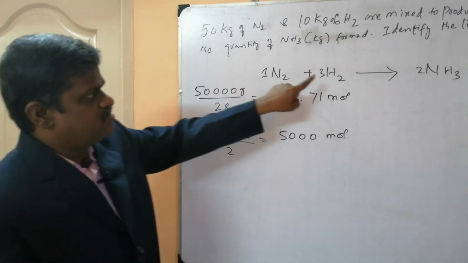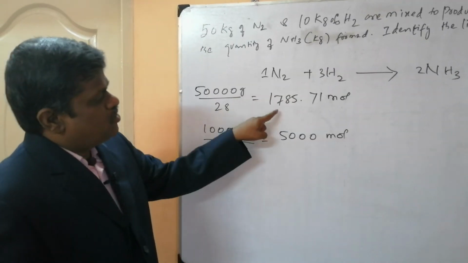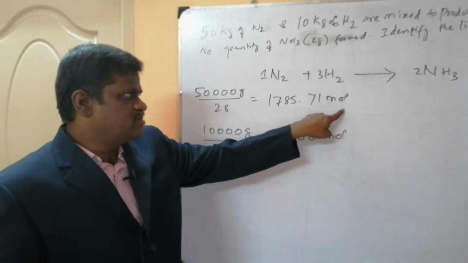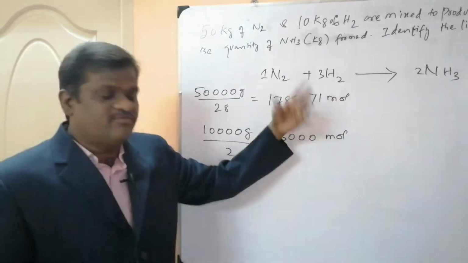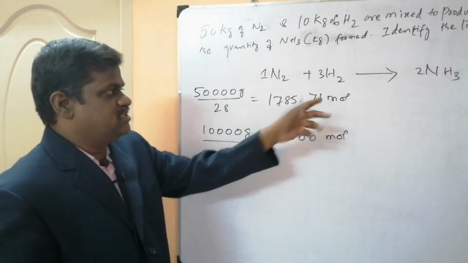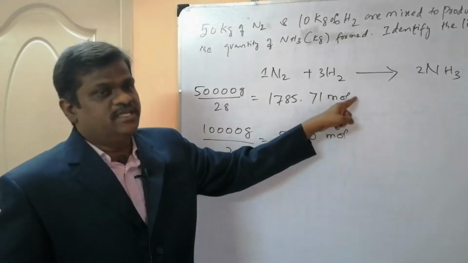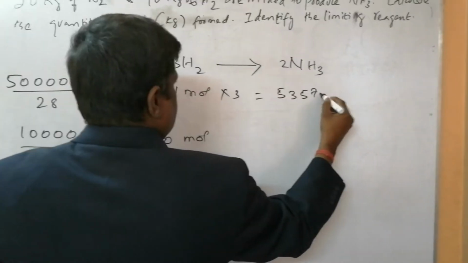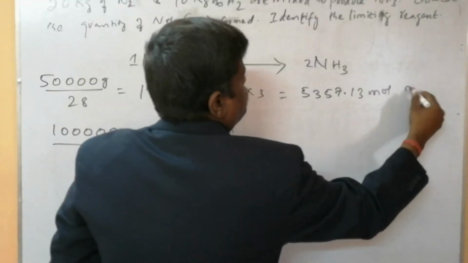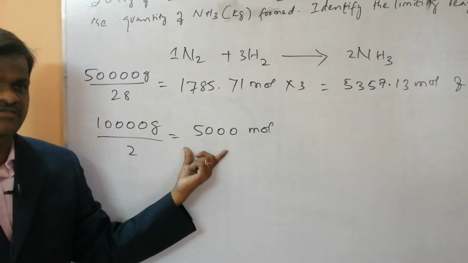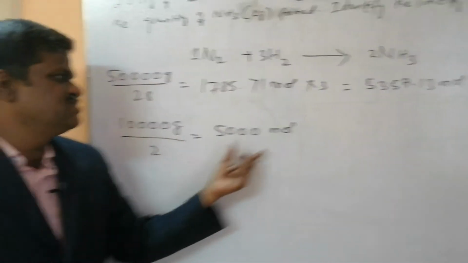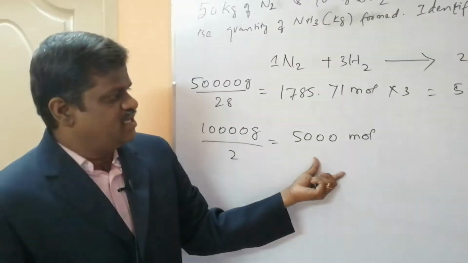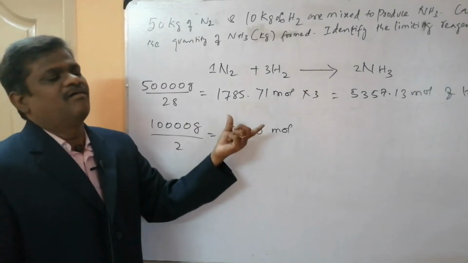1 mole of nitrogen requires 3 moles of hydrogen. That means 1785.71 moles of nitrogen requires how many moles? Vice versa also we can calculate. I am taking nitrogen here, so we have to multiply by 3. We should get around 5357.13 moles of hydrogen needed. But we have 5000 moles. So which one is lesser? Hydrogen quantity is lesser. That means hydrogen is the limiting reagent.